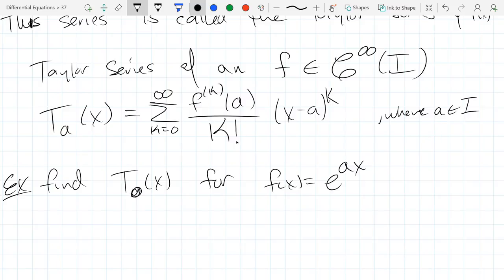Find T_0 of x. Sorry, T_0 of x. Better not use the letter A up here then. We'll go e to the bx. That works. All right, so you need to figure out what are the derivatives, and then what's the pattern, and then plug in 0. So what are the derivatives, what's the pattern between the derivatives, and then what do you get when you plug in 0?